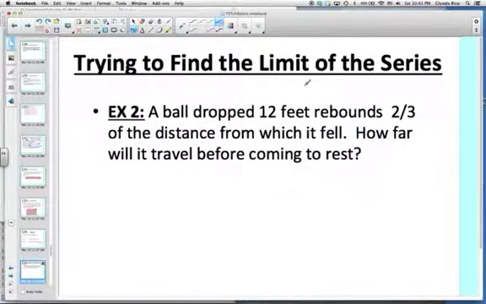So let's try to find the limit of the series. A ball dropped 12 feet, rebounds 2/3 of the distance from which it fell. How far will it travel before coming to rest? Check this out, how easy it becomes.